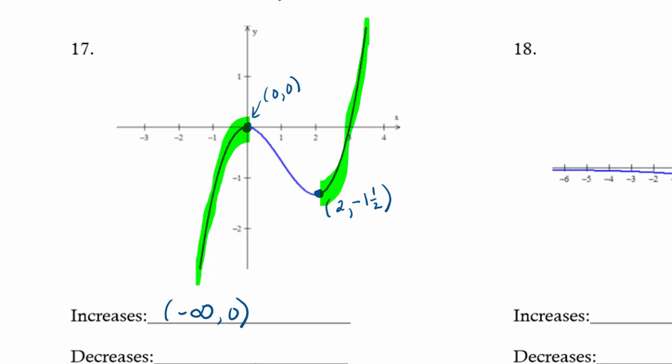It's also increasing on this piece. And so we're going to write union, and then that starts at the x-coordinate of 2 and goes to infinity. So again, reminding you that we're going to be describing our increase and decrease intervals in terms of the x. And then in between, we've got this little piece where the function decreases, and that happens from x equals 0 to x equals 2. Okay, so there's our decreasing behavior.